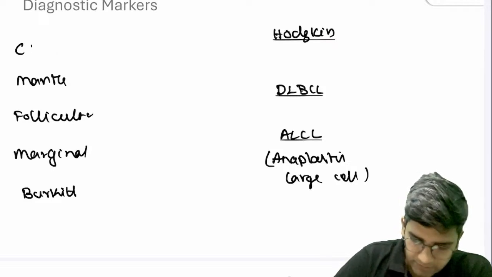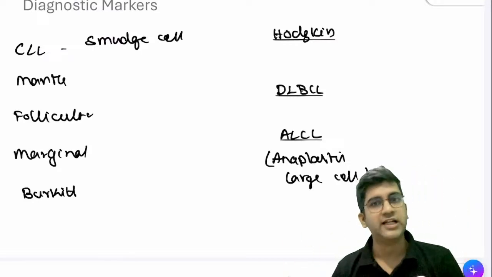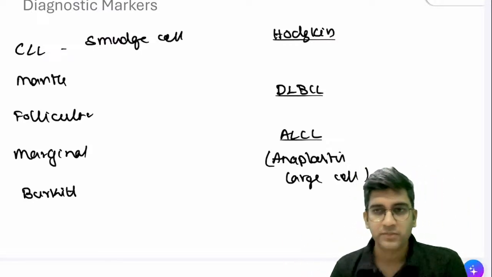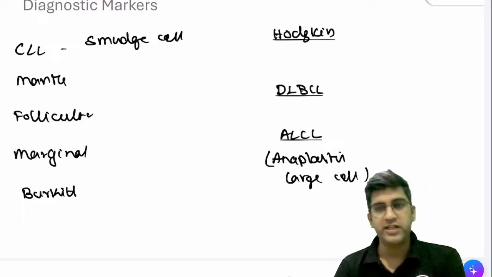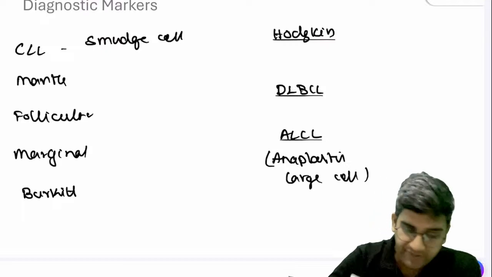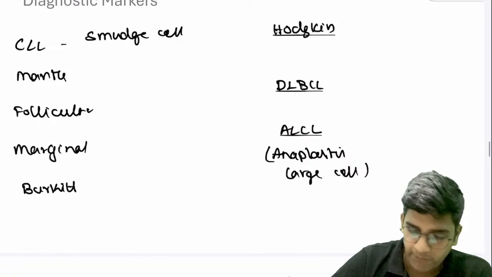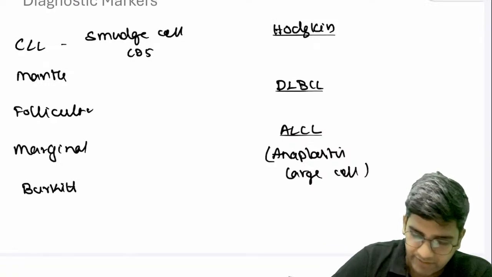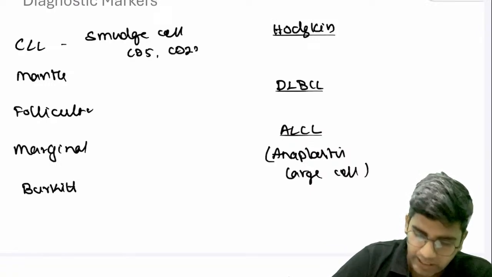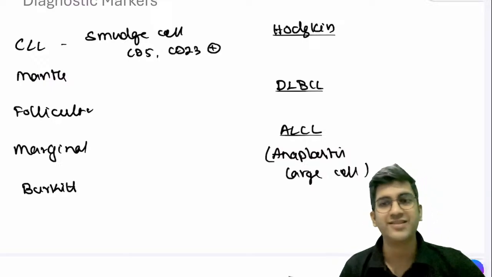CLL: the diagnostic clue is the smudge cell. Smudge cell present, at the undergraduate level, it is CLL. DLBCL is the most common by default, fine? Smudge cells are equivalent to CLL, at least at the undergraduate level. If you want to go for markers, CLL is a tumor which will be positive for CD5 and CD23. I am writing only the positive markers here. 5 positive, 23 positive, smudge cells present, CLL.